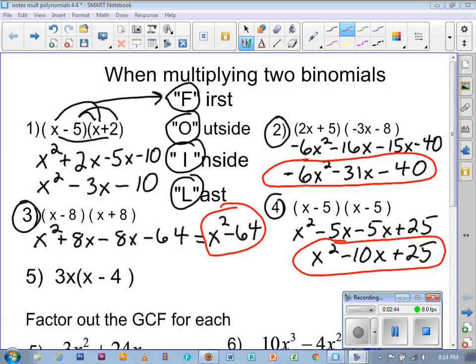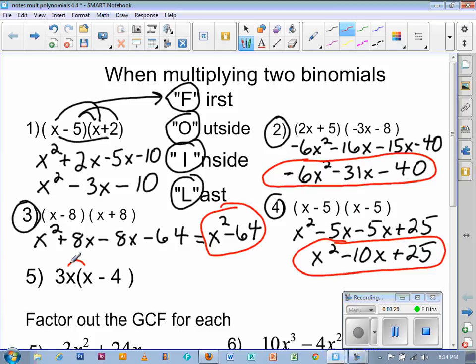Hopefully your answers match. FOIL number 2, you can see that you end up with negative 6x squared minus 31x minus 40. Number 3, something unique happens. You notice your O and I, they cancel out, and you're left with just x squared minus 64. And then 4 has a unique characteristic also. You see the binomials are identically the same, giving you x squared minus 10x plus 25. We have special names for some of these particular products. Number 3, we're going to call that the difference of squares. And number 4, we're going to call that a perfect square trinomial because it equals two binomials that are exactly the same.